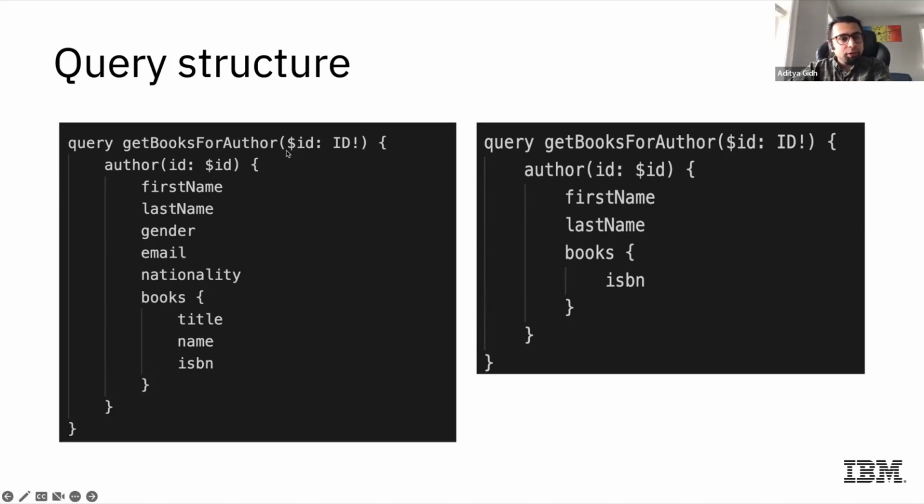Then we have an ID here. This is called a variable. It helps in making your GraphQL documents more reusable. In this case, we're putting ID as a variable wherein we can fetch any author we want, as long as we know the ID.